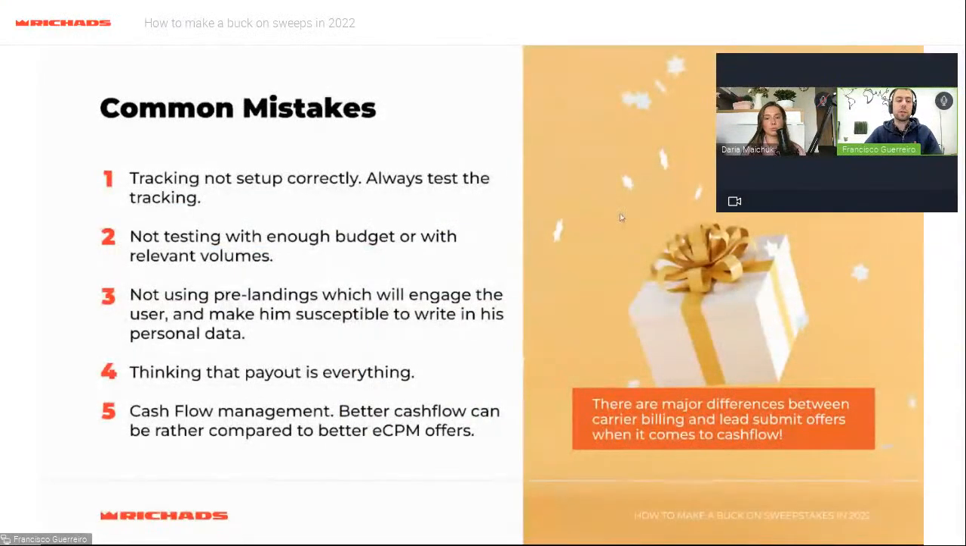Now let's talk about the common mistakes that I see as an account manager from my affiliates. First mistake is the tracking. I cannot tell you just how many times I see an affiliate who really wants to have success, but doesn't have the tracking. It's important that you have a good tracking software.